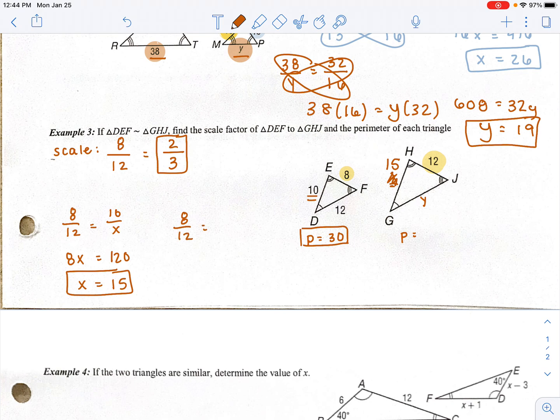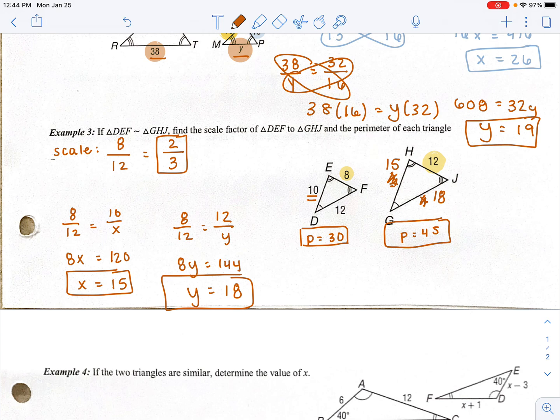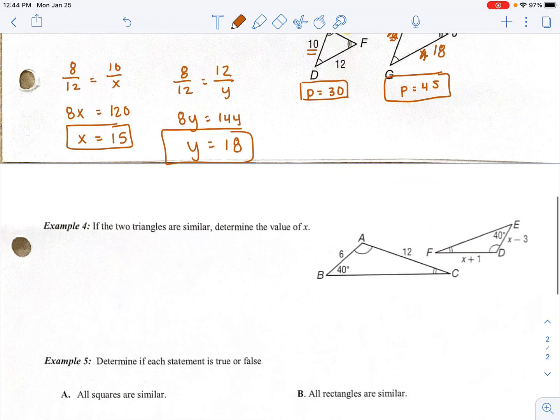So now I can erase this and put 15. We do the same thing for y, so I'm going to say 8 over 12 equals, my y goes with that 12 there, so 12 over y. Cross multiply, I get 8y equals 144. Divide by 8, and I get 18. So my y value is 18. So I can cross that out and put that 18 there. So now I can find my perimeter by doing 15 plus 12 plus 18, and I get 45.